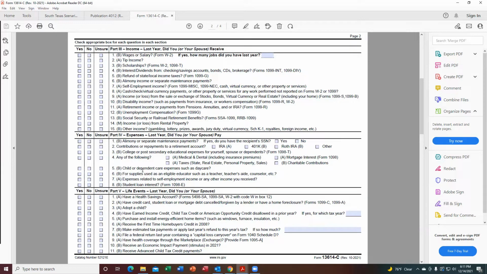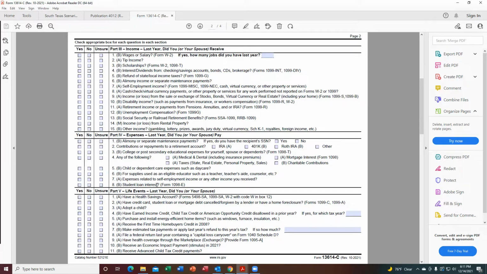Then you have child and dependent care expenses. Again, they must have some form of document or statement from the child care facility or anyone that has provided child care for the client. Educators, okay, they're eligible to get a maximum of $250. Student loan interest, Form 1098-E.